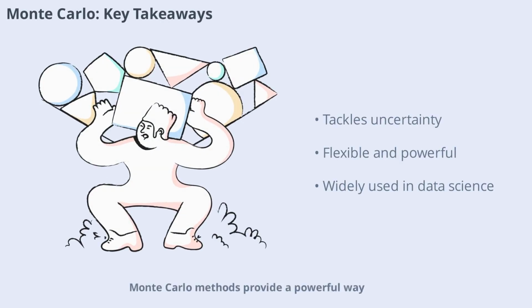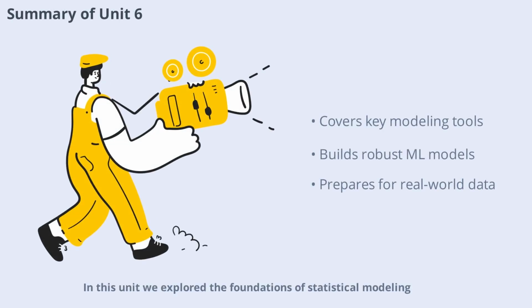Monte Carlo methods provide a powerful way to tackle uncertainty and complexity in statistical modeling. By simulating processes repeatedly and aggregating results, they offer insights that are often unattainable through traditional analytical methods. While computationally demanding, their flexibility and ability to handle high-dimensional problems make them a staple in modern data science and machine learning.